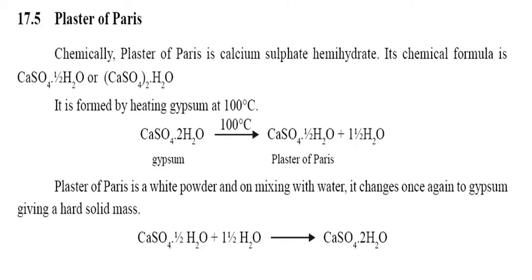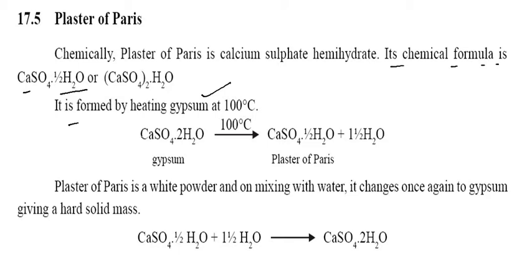Plaster of Paris. It is the most important compound. Chemically, plaster of Paris is calcium sulfate hemihydrate. Hemi means half. Its chemical formula is CaSO4 and half H2O, so it is called hemi. So (CaSO4)2·H2O. It is formed by heating of gypsum at 100 degrees C.